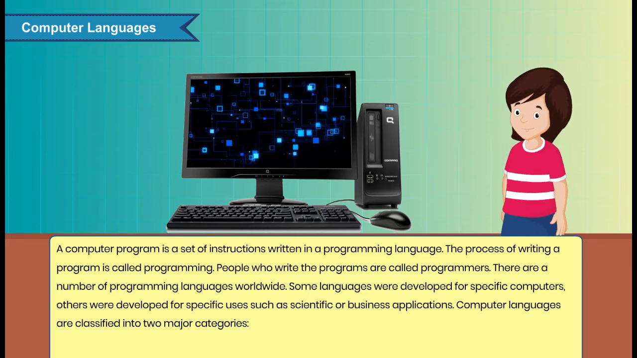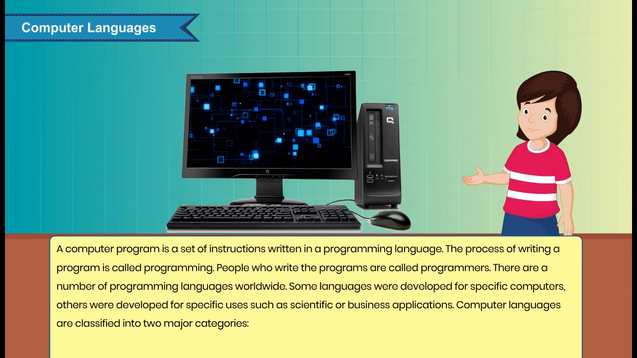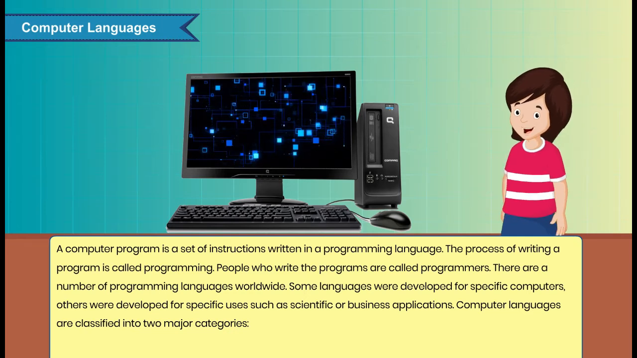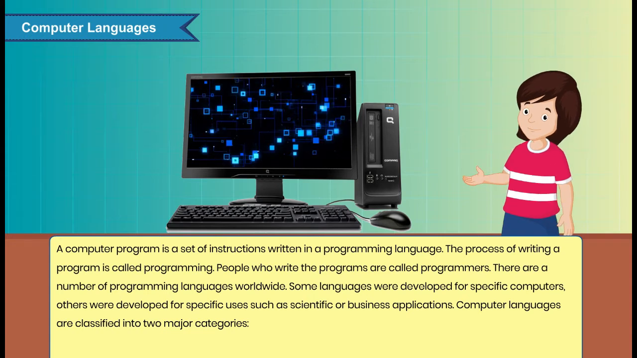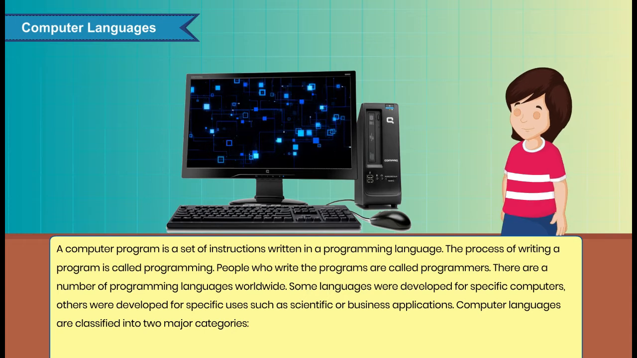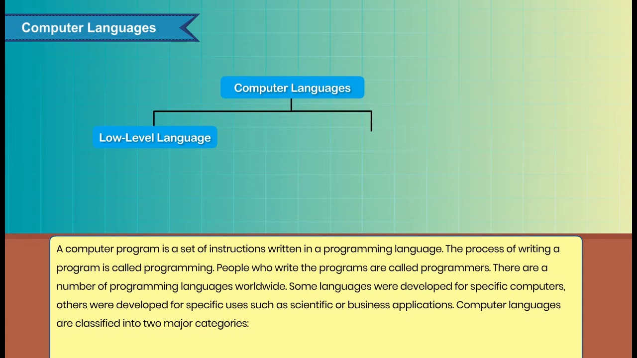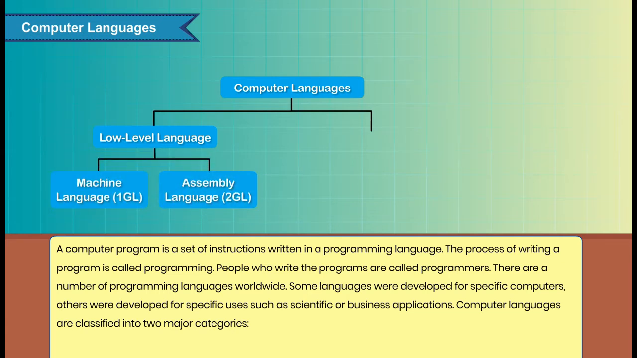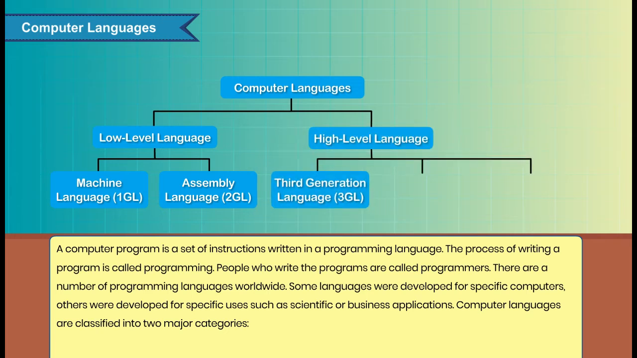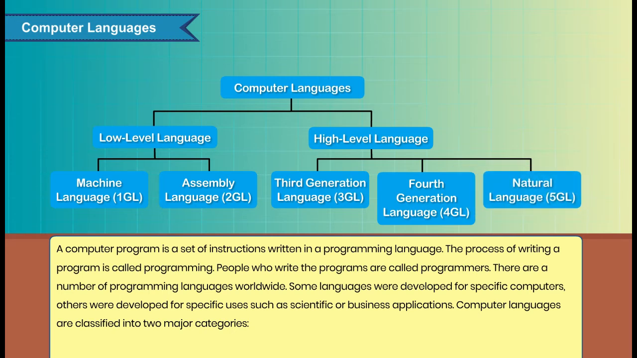People who write the programs are called programmers. There are a number of programming languages worldwide. Some languages were developed for specific computers. Others were developed for specific uses such as scientific or business applications. Computer languages are classified into two major categories. Low-level language, which is the machine language 1GL or assembly language 2GL. High-level language, which consists of third-generation language 3GL, fourth-generation language 4GL, natural language 5GL.